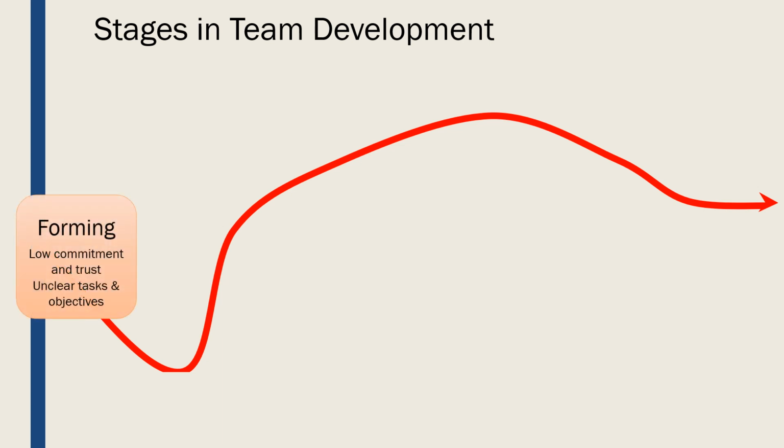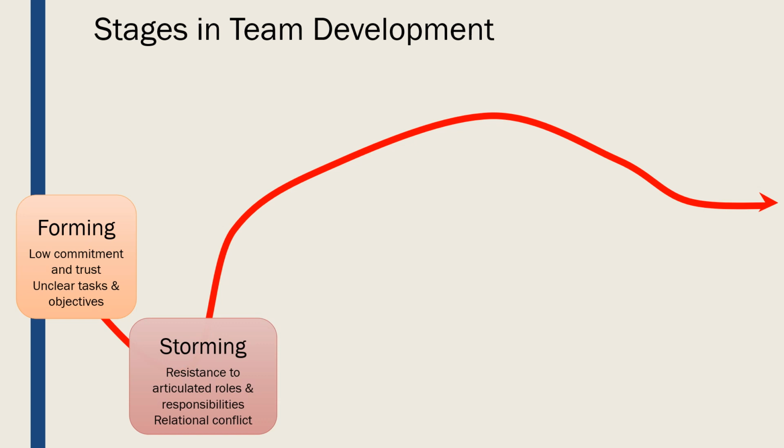Yung una sa life cycle niya, yung forming, yung binubuo pa yung team. Dito kakapasok pa lang ng mga team members, hindi pa alam kung ano yung gagawin. Hindi pa minsan makakilala kung sino-sino sila. So low commitment and trust. Sometimes the tasks and objectives are still not yet clear, still being defined. The second level is storming.